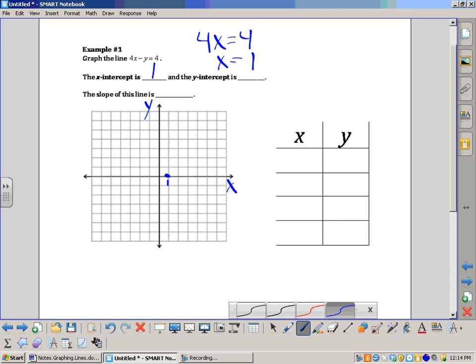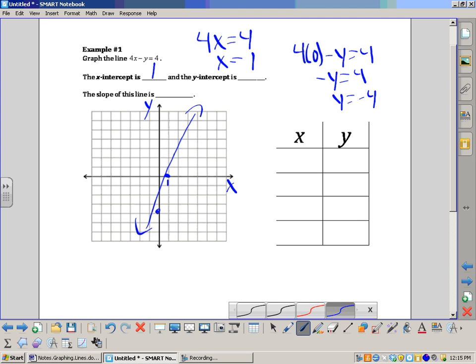And the y-intercept is when x is 0. So it would appear that negative 4 is the y-intercept. There's my rough sketch of my line. Let's see if this makes sense.